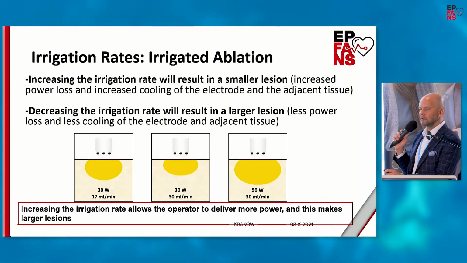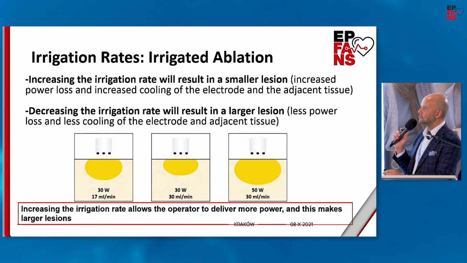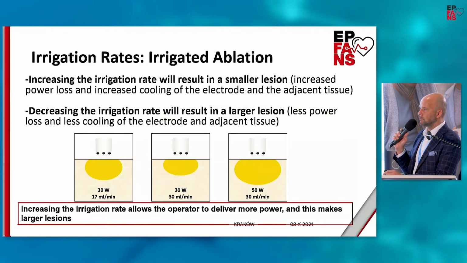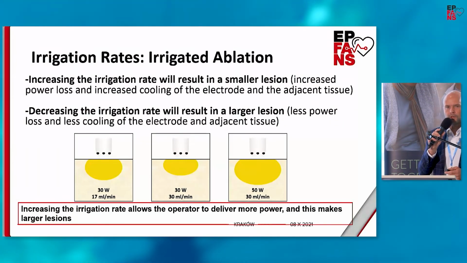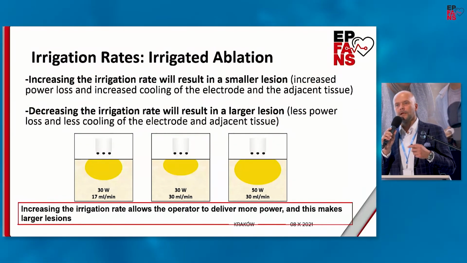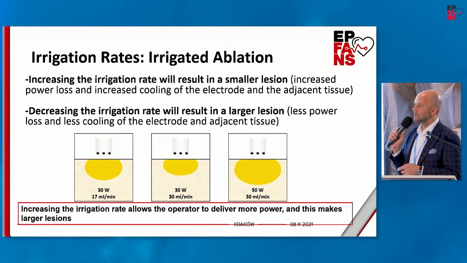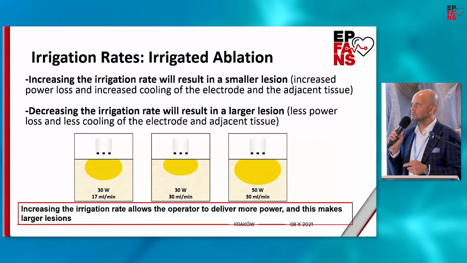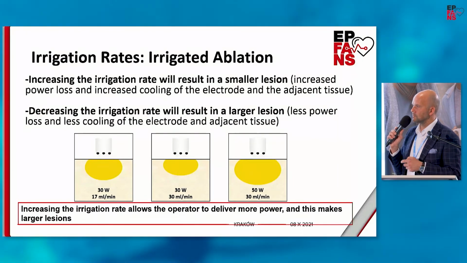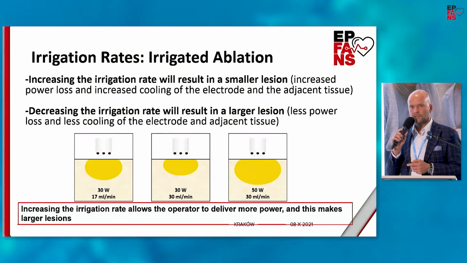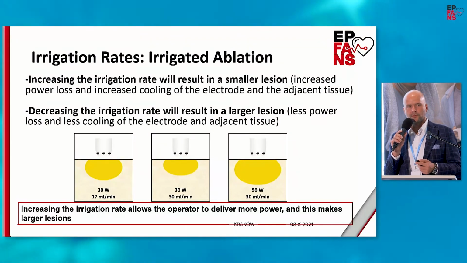Another important topic is irrigation flow rate. The recommended irrigation speed should be followed because when it is decreased, the risk of thrombus or char formation is higher than during regular flow. Thus, it should not be reduced.